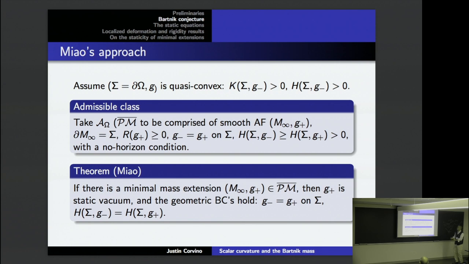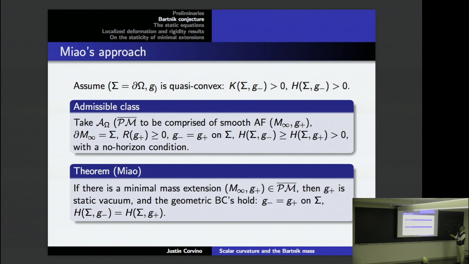All right, so Pengzi was looking at boundaries with metric g. That should be g minus. They should be quasi-convex, so looking at metrics on the boundary which have positive Gauss curvature and positive mean curvature. So in that setting.